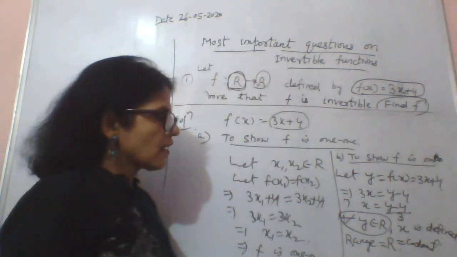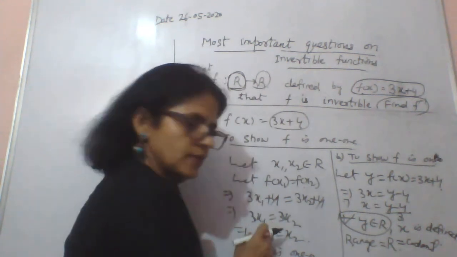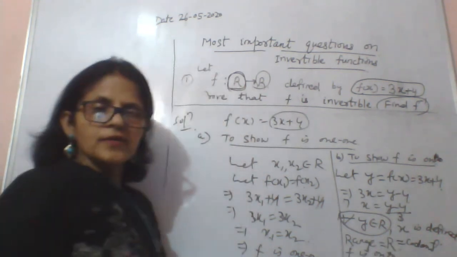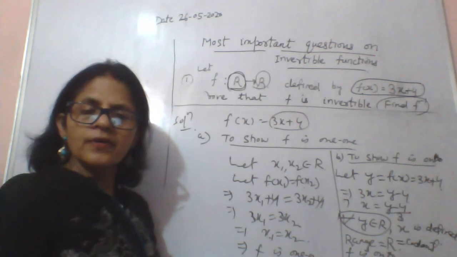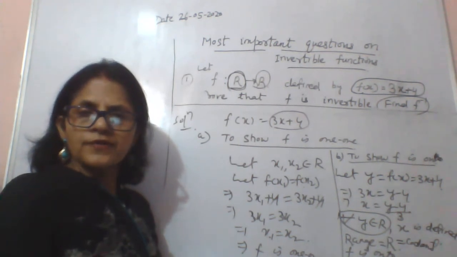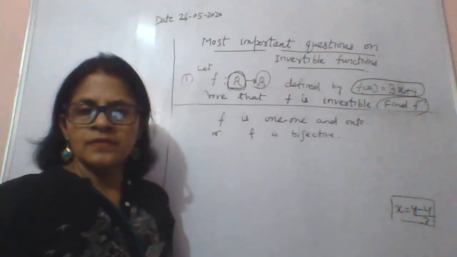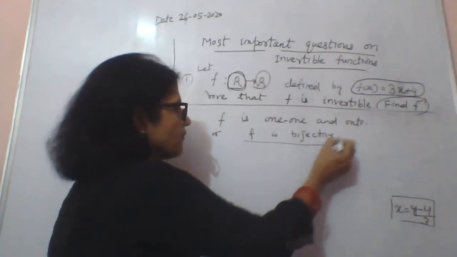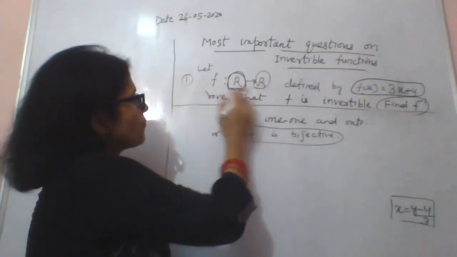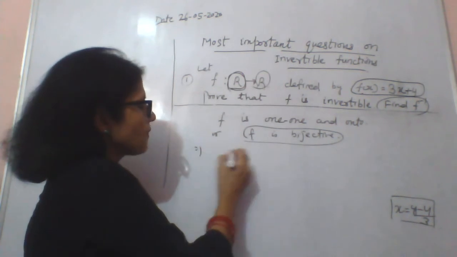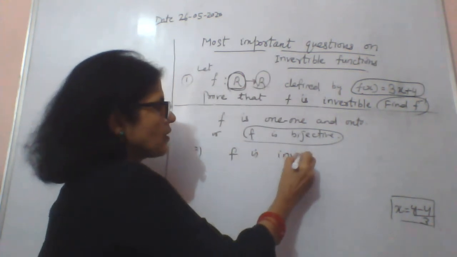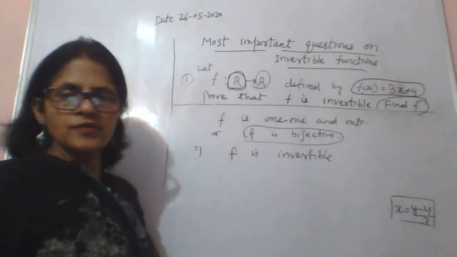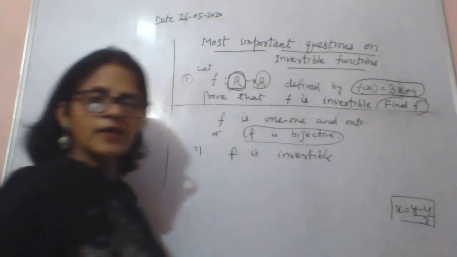So f is 1-1, which we have done earlier, and now we have proved f is onto. This is the way to prove that f is an onto function. After proving f is 1-1 and onto, we can conclude f is bijective. This implies f is invertible, meaning the inverse of the function exists. The second part of the question is to find f inverse.